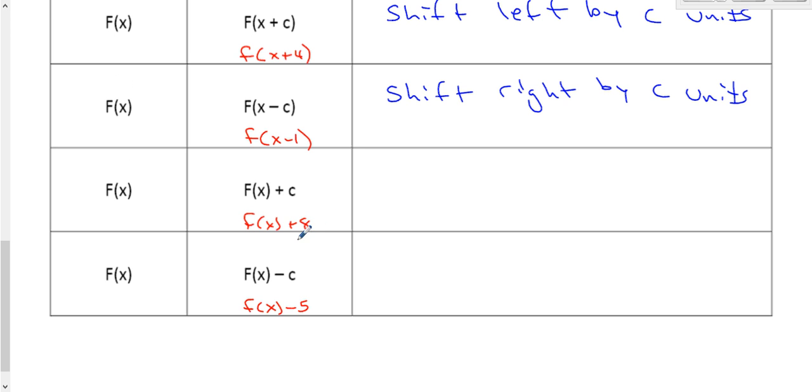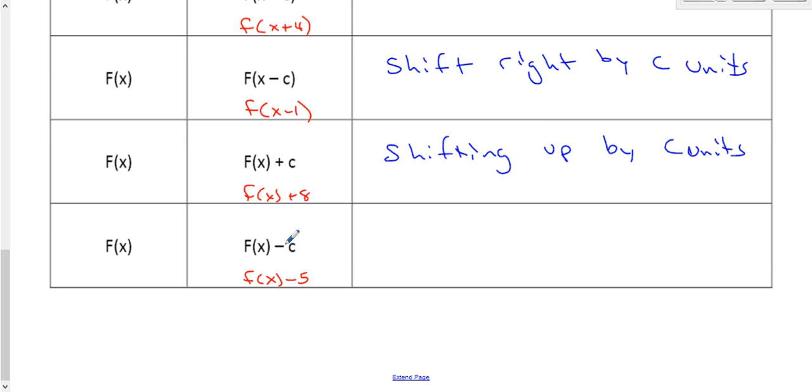On the outside here, adding, I'm shifting up by c units. And in my example, that would be 8. So I'm shifting up 8 units. And if you're subtracting, that is shifting down by c units. And with my example, that would be down 5 units.